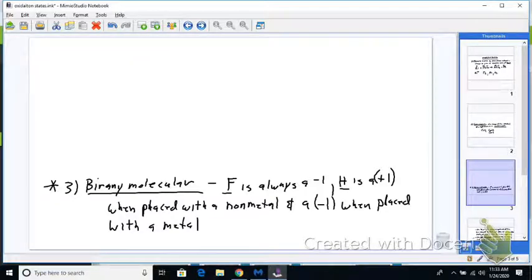Wait, what's the first word? Binary. That's an A, not an R. Binary.